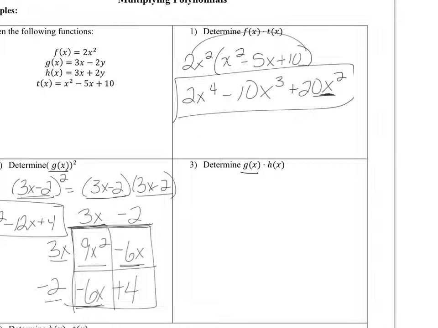So this one's saying g of x times h of x. So g of x is 3x minus 2y, and h of x is 3x plus 2y. These things are called conjugates of each other because they are exactly the same, 3x, 2y, but one has a minus sign and one has a plus sign. That's a lot different than this. These are exactly the same because you're squaring them. So something different, of course, will happen here.